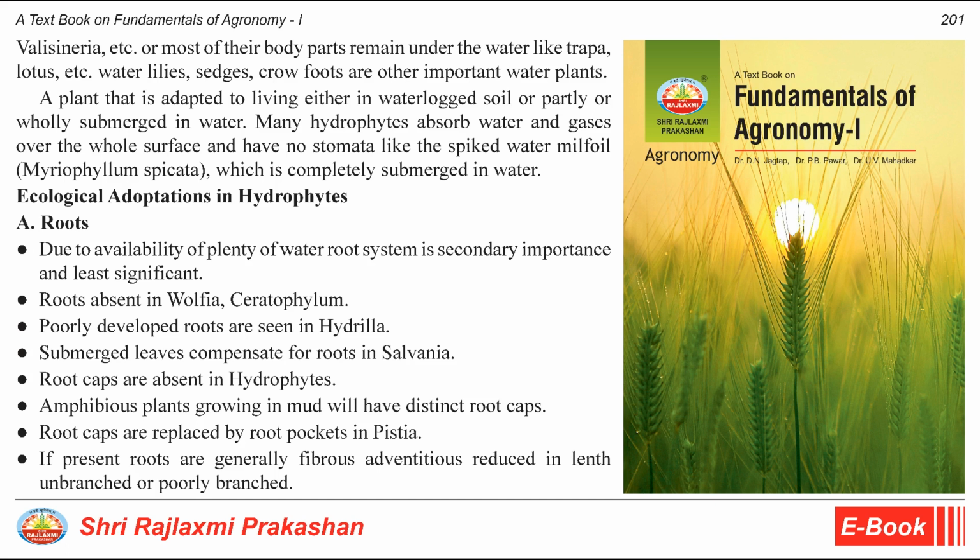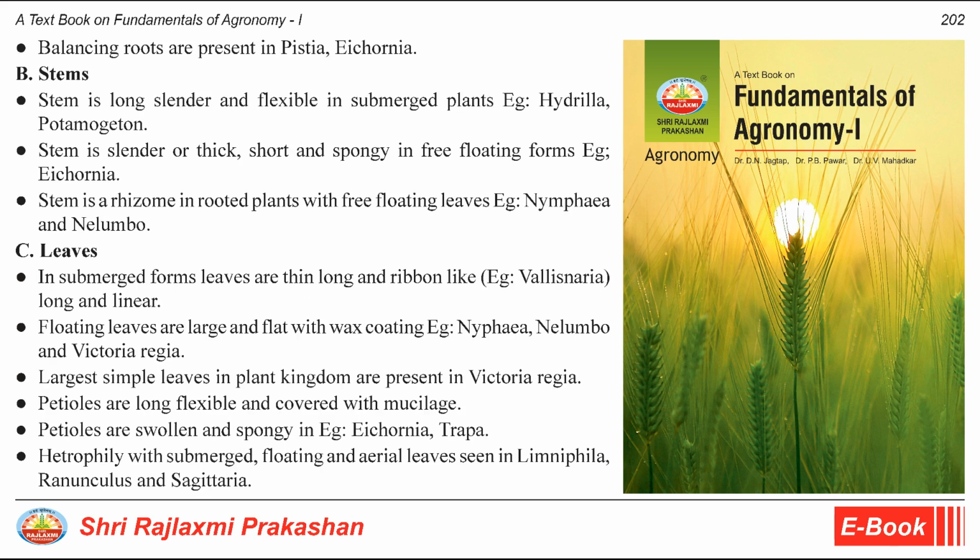If present, roots are generally fibrous, adventitious, reduced in length, unbranched or poorly branched. Balancing roots are present in Pistia, Eichhornia. Point B. Stems. Stem is long, slender and flexible in submerged plants. Example, Hydrilla, Potamogeton. Stem is slender or thick, short and spongy in free-floating forms. Example, Eichhornia. Stem is a rhizome in rooted plants with floating leaves. Example, Nymphaea and Nelumbo.